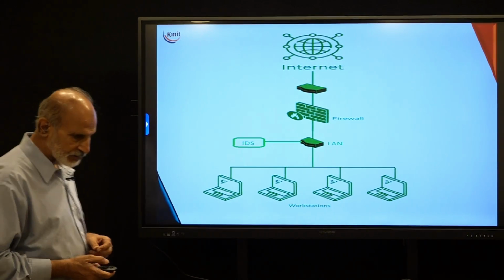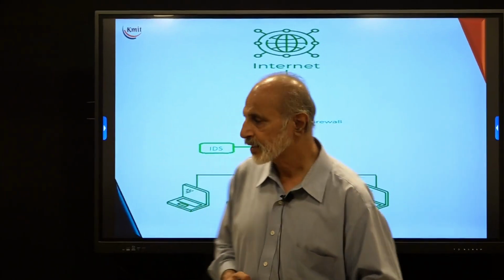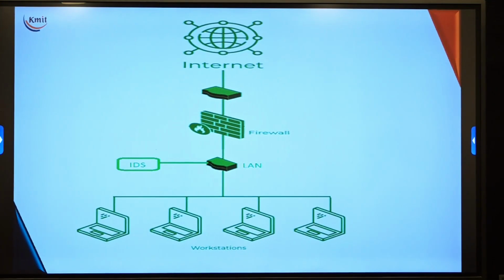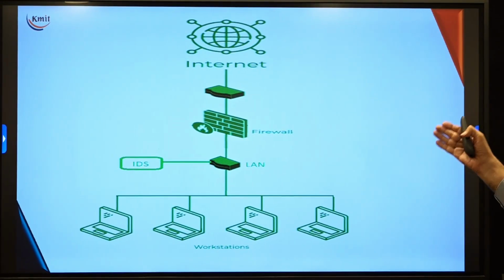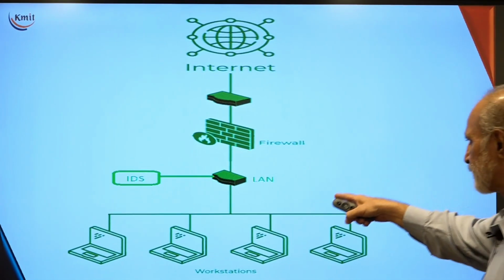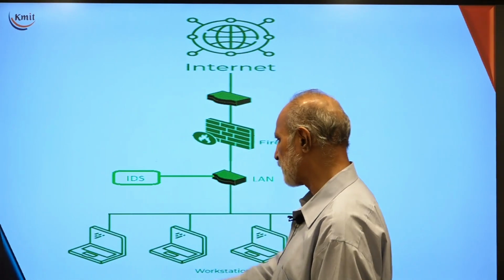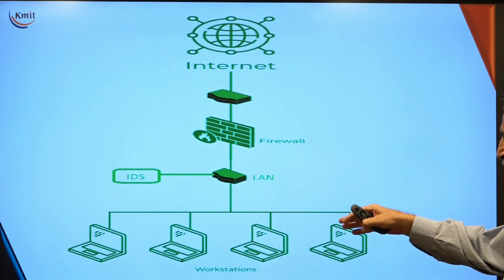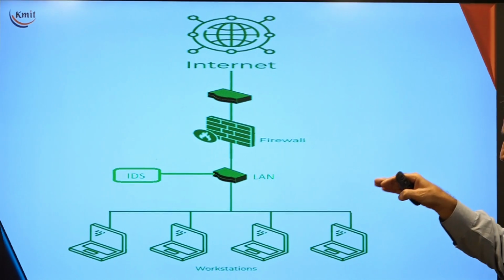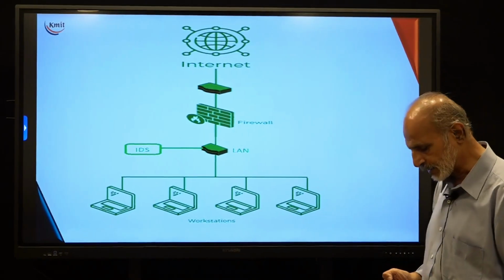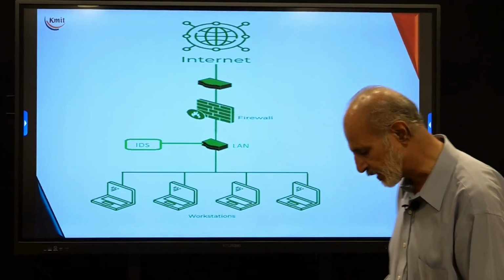Now you can see in the diagram, you have the internet, then you have a firewall which sits between the internet and the system, and then you have an intrusion detection system somewhere here connected with the local area network, and then you have a lot of computers connected too. So an IDS is software sitting between a firewall and your system and attached to the local area network or any kind of area network.